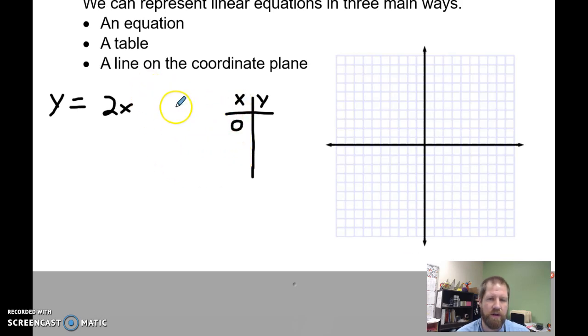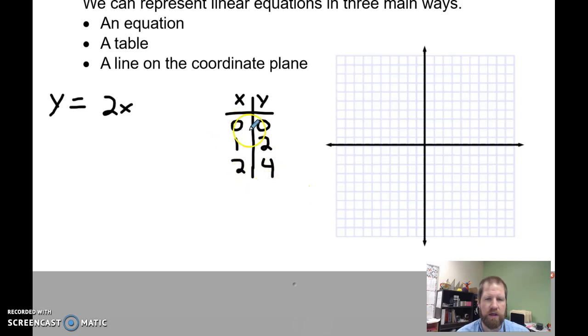So if I put 0 in for x, 2 times 0 is 0. If I put 1 in for x, 2 times 1 is 2. And if I put 2 in for x, 2 times 2 is 4.